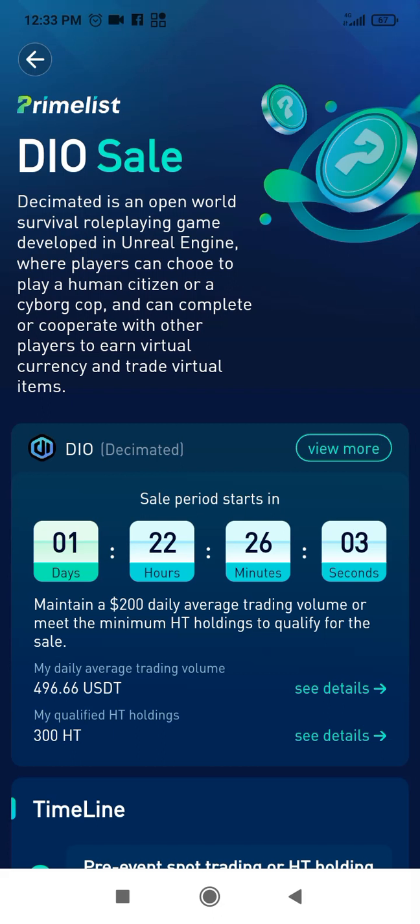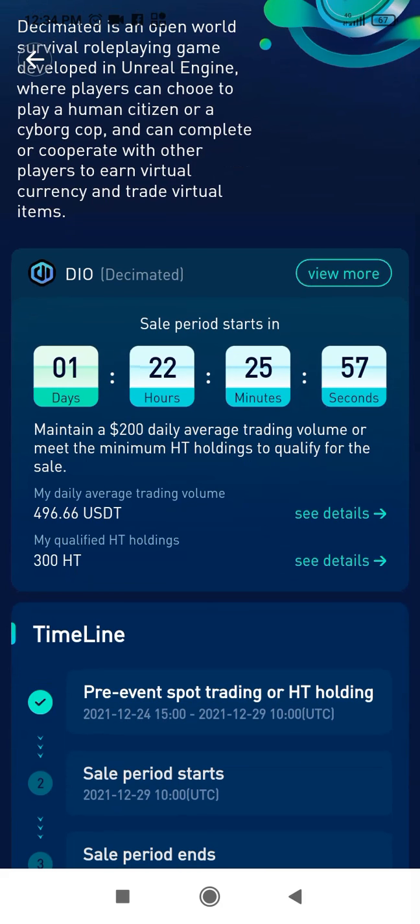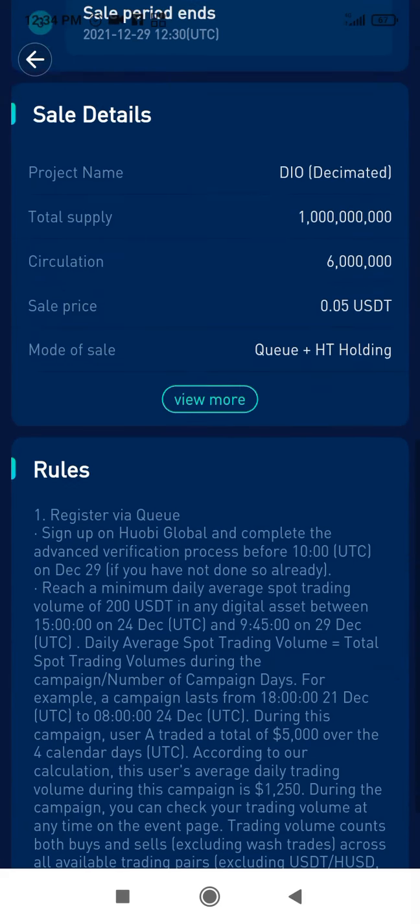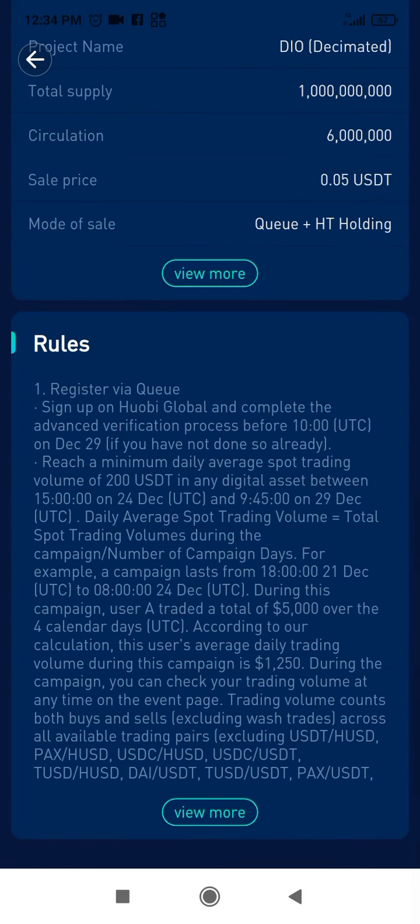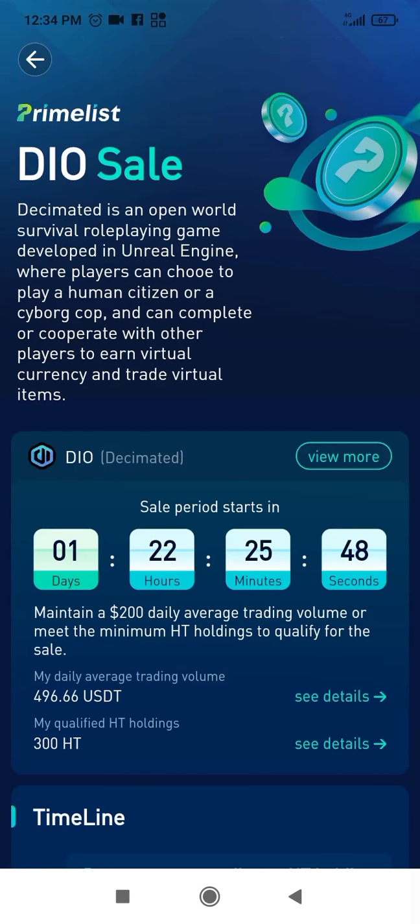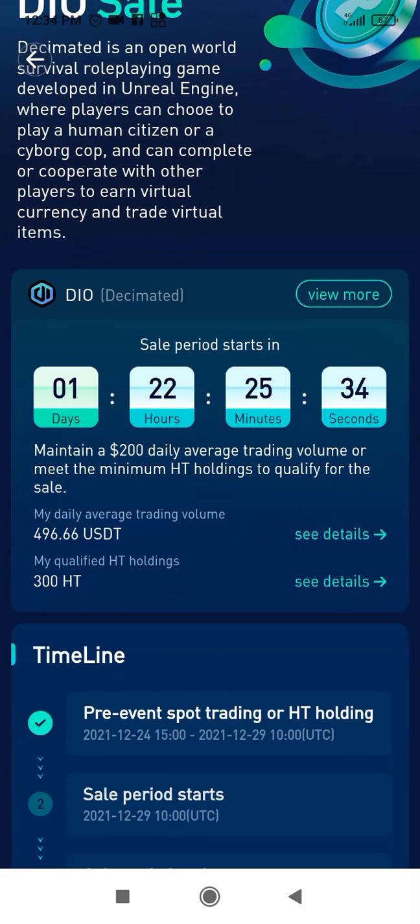Okay, so what I'm going to do now, to increase my own chance, is make sure that I meet the requirement of the trading volume. One, I'm going to make sure that I have the minimum HT. So when the day comes, in the next one day, 22 hours and 25 minutes, we're going to be buying this IEO, and I can guarantee that I will be able to buy it and share the screenshots with you on YouTube, right? Because I know how these things work.